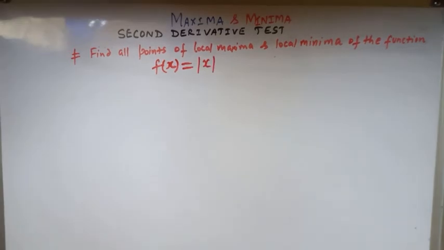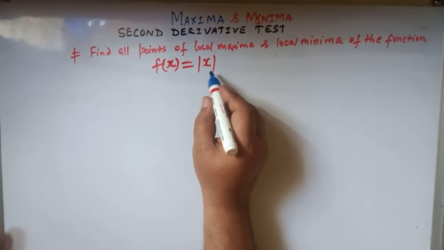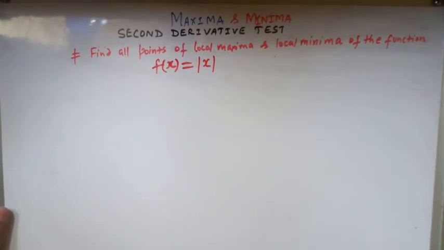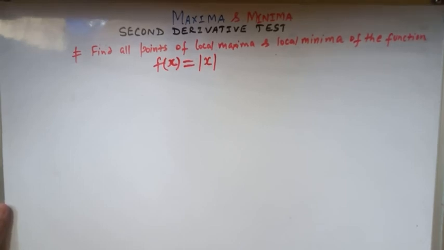Now viewers, I am once again taking a very conceptual and important problem, and here we have to find the maximum and minimum values of f(x), if any. The function given here is known as the modulus function or the absolute value function. Clear?